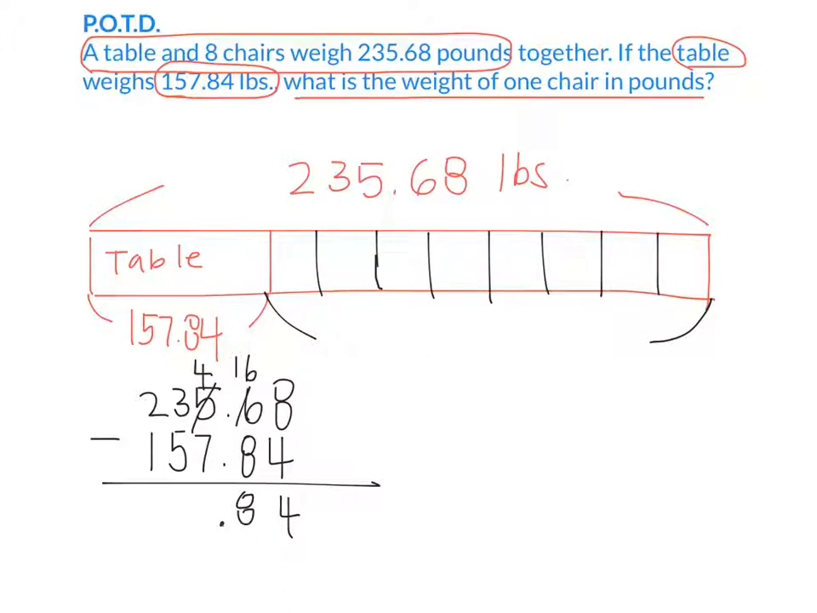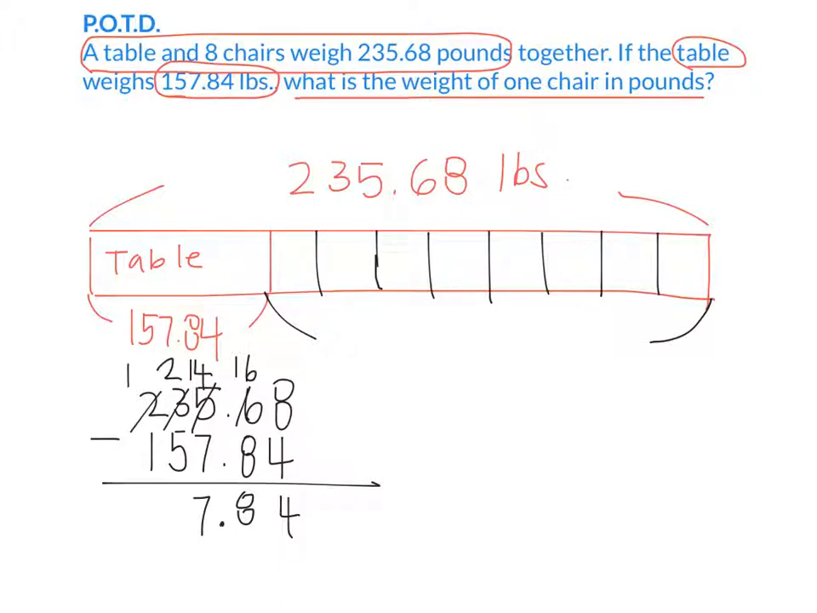Now if I have 4 ones and I need to take away 7 ones, what do I need to do first? I need to regroup by taking away one of the whats? Tens. Very good. So now I have 2 tens left. And how many ones do I have? 14. Good. If I have 14 ones and I take away 7 ones, how many ones do I have? 7. Very good.